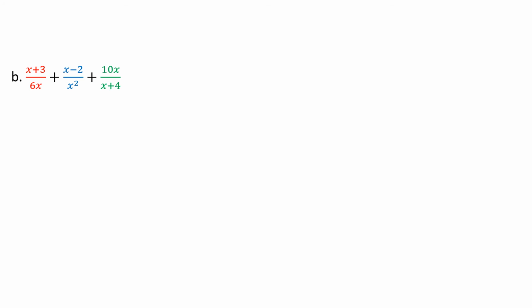Let's try another example of adding fractions with unlike denominators. This one is a little bit more difficult because there's 3 fractions as opposed to 2, but it's a little bit easier because each of the 3 fractions are already as simplified as can be. There's nothing to factor initially here.